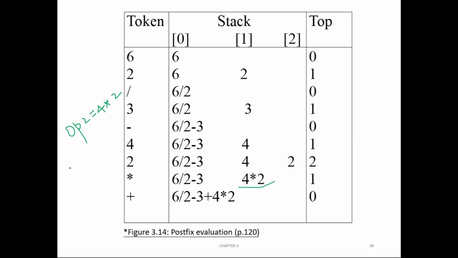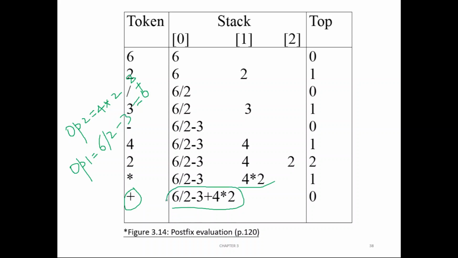Whatever you pop for the second time will go into operand 1, which is nothing but 6 by 2 minus 3. Now perform this operation on operand 1 and operand 2. What is operand 1? 6 by 2 is 3. 3 minus 3 is 0. So 0 plus whatever this 4 into 2, that is 8. Whatever value you get is the result of 6 by 2 minus 3 plus 4 into 2. Push that onto the top of the stack.